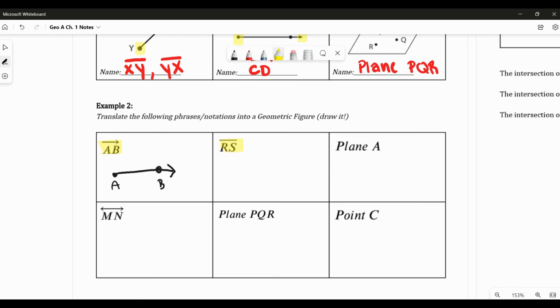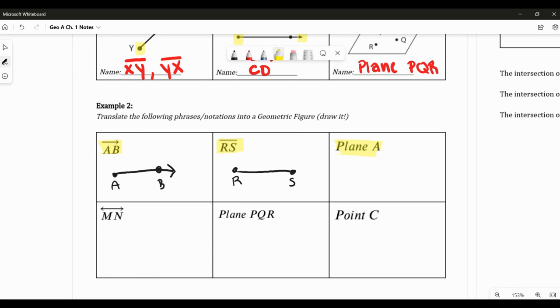If I take a look at this one right here, there are no arrows on the top of this, so that means that it's a segment because it stops. So I should have 2 endpoints connected with a straight line. The order of the letters does not matter. So I could put it like this, or I could put an S here and an R here. The order doesn't matter as long as I've got both of them there.